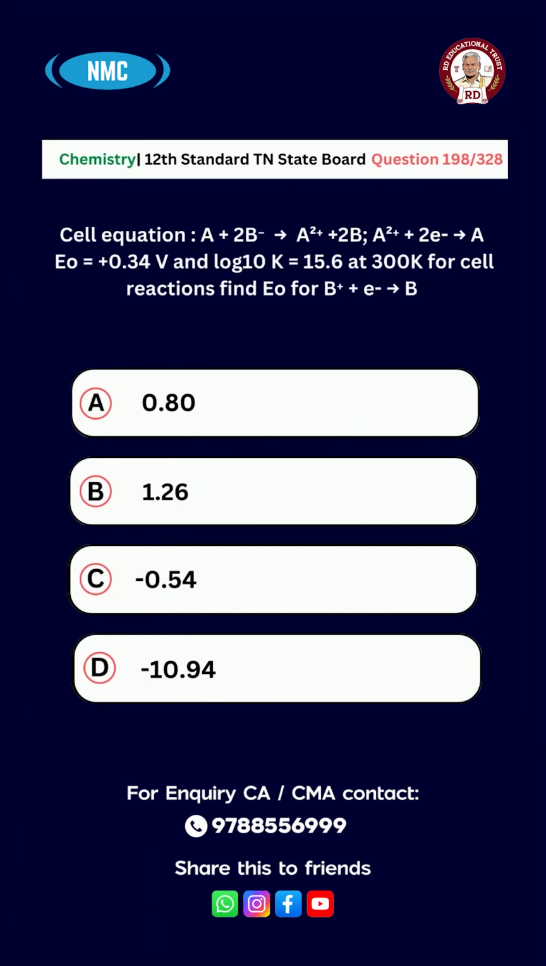Question number 198. Cell equation: A plus 2B plus gives A2 plus plus 2B. A2 plus plus 2e minus gives A, E0 equal to plus 0.34 volt and log 10 K equal to 15.6 at 300 Kelvin for the cell reaction. Find E0 for B plus plus e minus gives B. Option A 0.80, option B 1.26, option C minus 0.54, option D minus 10.94. The correct option is option A, 0.80.